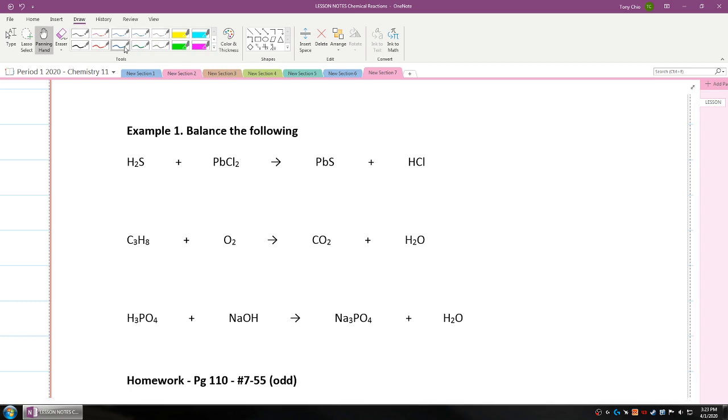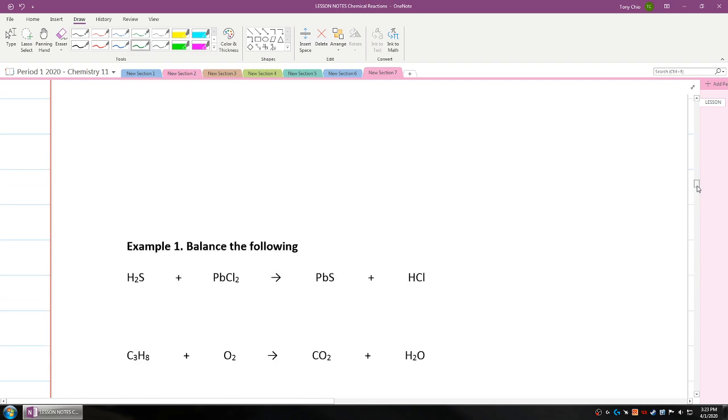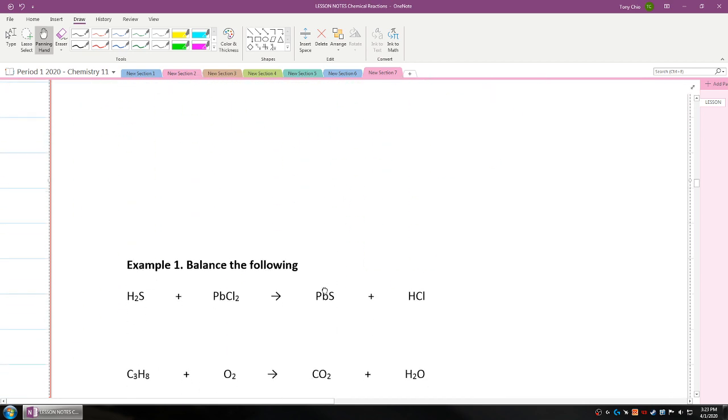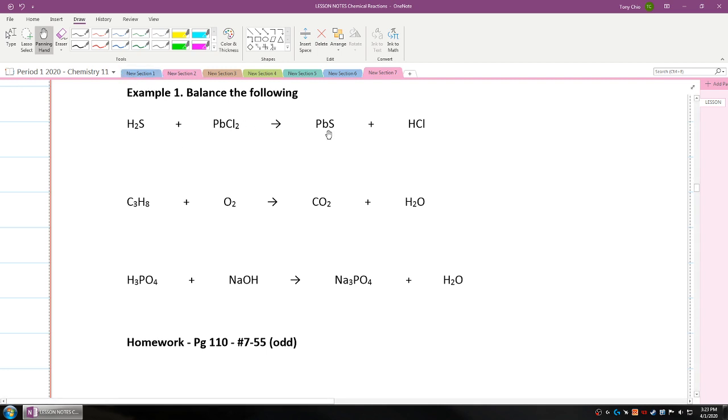So let's look at this one. Here we have H2S, which is hydrosulfuric acid, and lead 2 chloride will react together to form lead 2 sulfide and hydrochloric acid. So what should we balance first? Well, step 1 states that you want to balance what appears once on both sides, and this is usually the metal. So you want to balance Pb, or lead, first. Your lead has 1 on this side, and 1 on the other side, so in this case, they're balanced.